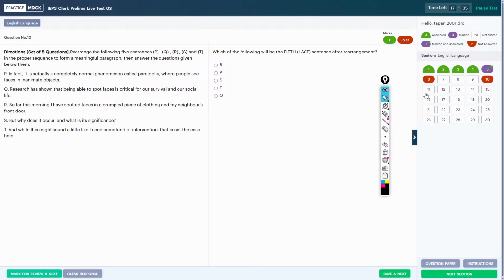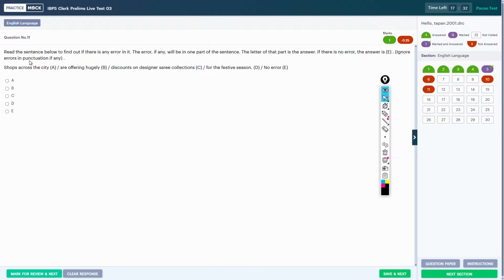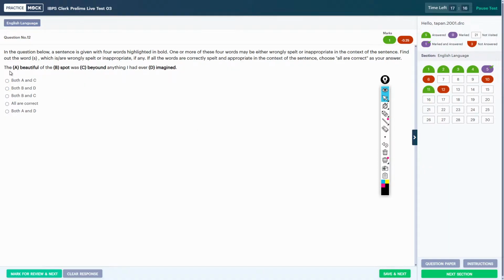Questions 6 to 10. Shops across the city are offering huge discounts. There is an error. Find out if there is an error. The beauty of the spot was beyond anything I had ever imagined. So A and C are incorrect.